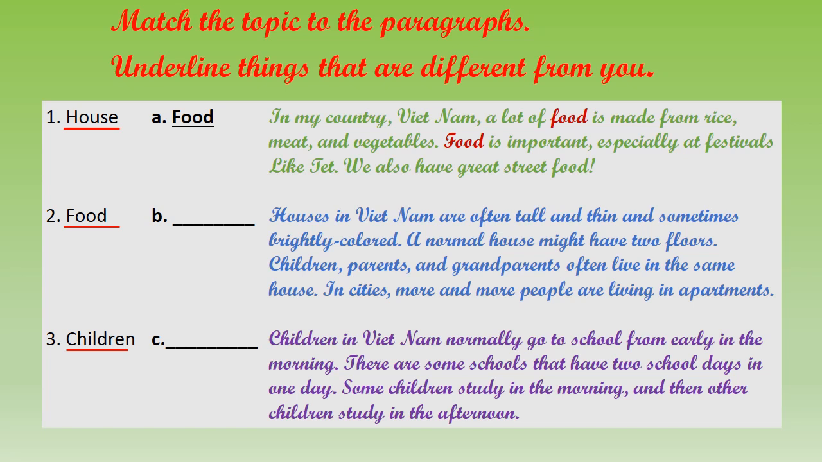Have you done? Let's check paragraph B. Houses in Vietnam are often tall and thin and sometimes brightly colored. A normal house might have 2 floors. Children, parents, and grandparents often live in the same house. In cities, more and more people are living in apartments. So we have the keyword houses. What is the topic? Paragraph B, what is the topic? The answer is house. Yes, house.